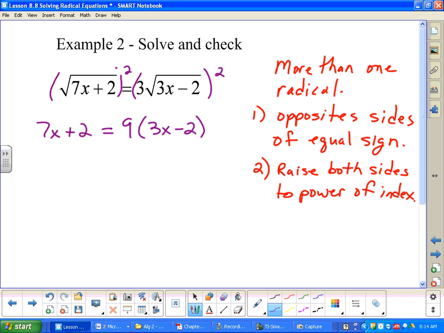So if we have a number outside the radical and we have to raise both of those to eliminate the radical, then you still have a product there that you have to multiply. So before I can solve it, I have to distribute the 9. And then we solve it.